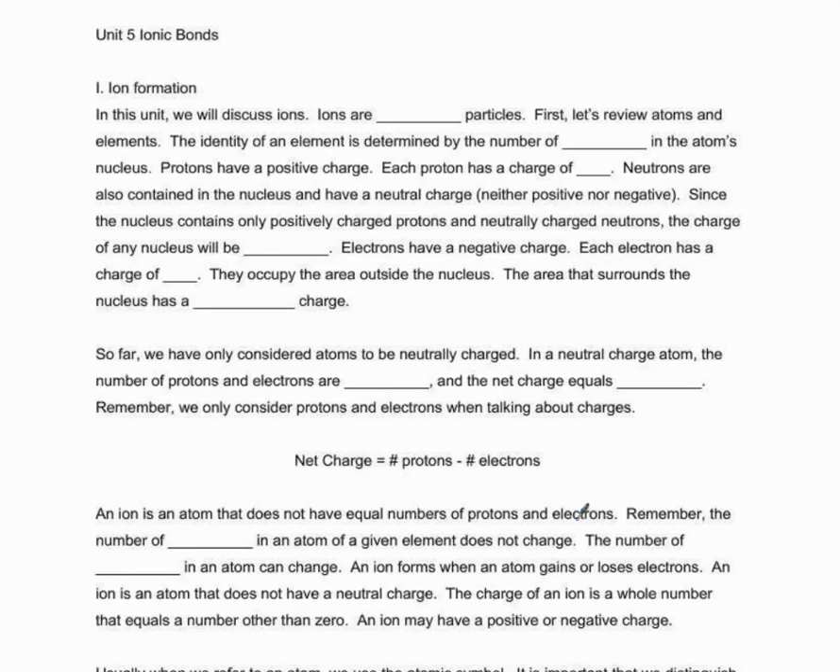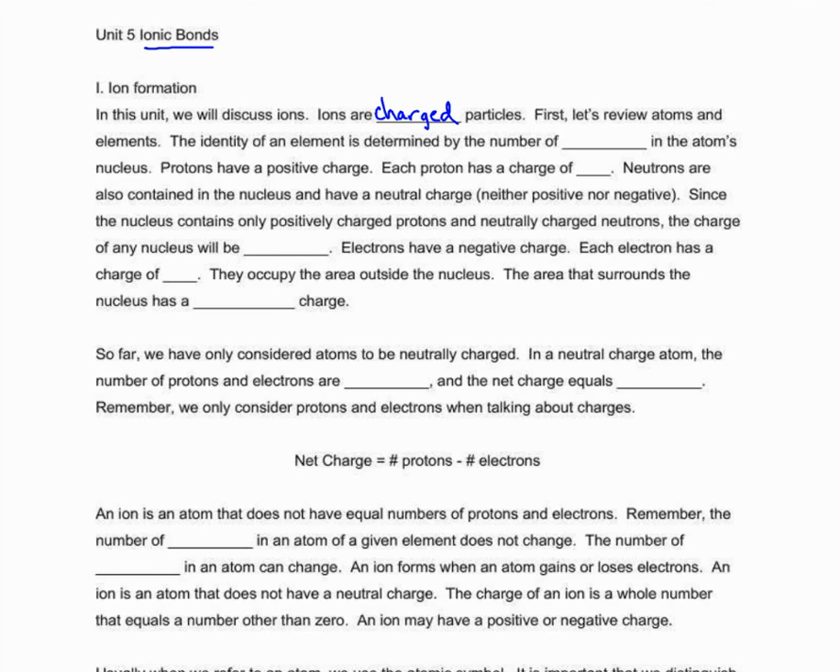All right, this is Chemistry Unit 5. We're talking about something new in this unit, ionic bonds. It's a type of chemical bond. First, we have to figure out what is an ion and how does it form. In this unit, we will discuss ions, and ions are charged particles.